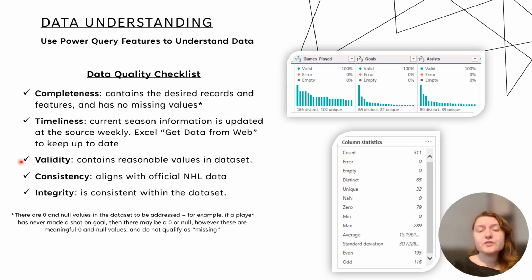Validity: are there reasonable values in the data set? Yes, nothing is saying that somebody has 700 shots on goal. Everything seems reasonable for the team, for hockey in general. Everything kind of makes sense. Consistency: this data, even though it is a secondary source, you can verify it against the NHL data on the Blue Jackets website, and it does match, so you don't have any issues with consistency. And is it consistent within the data set? Yes, there's nothing that shows any red flags, any concerns about integrity. Everything appears to be as you would expect it to be for this kind of data.